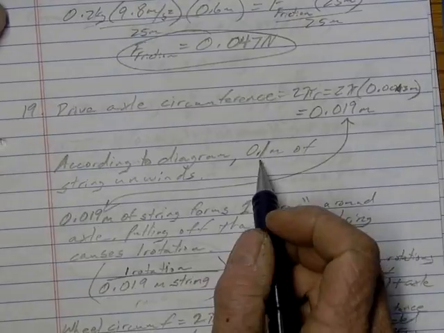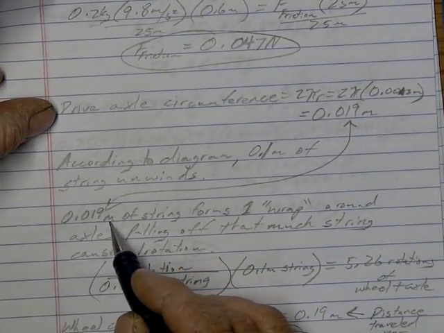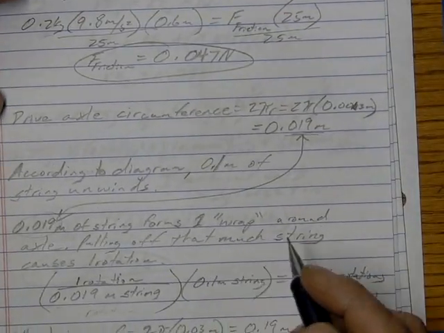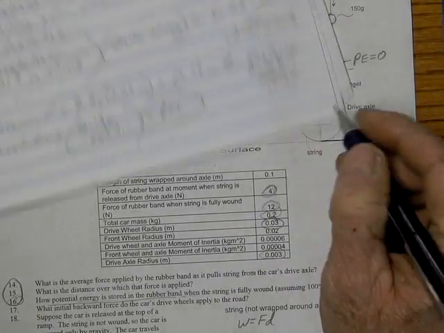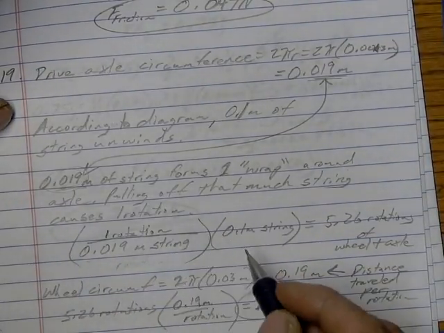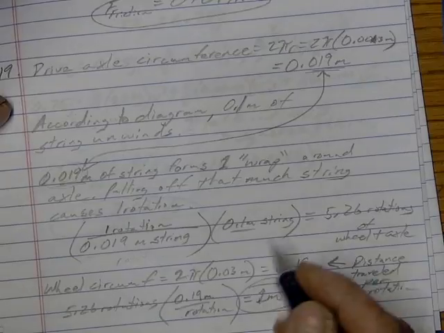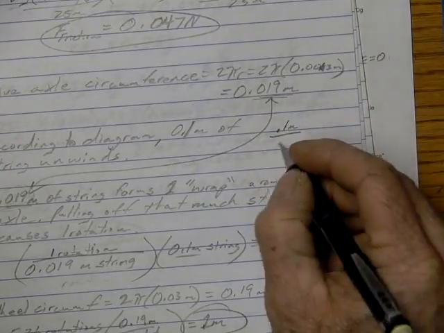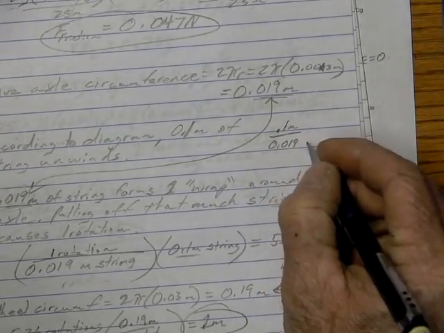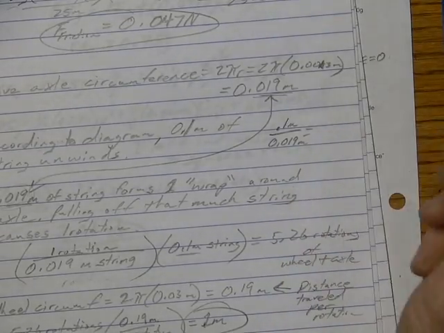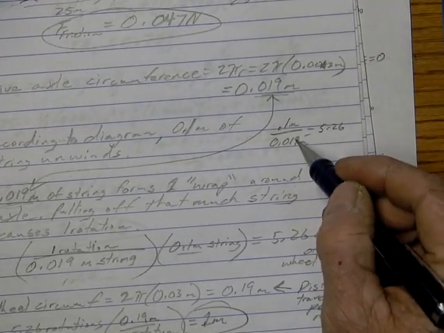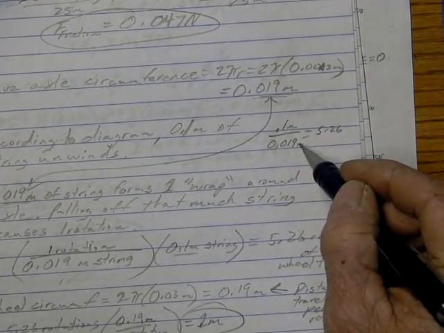So according to the diagram, 0.1 meters of string unwinds. 0.019 meters of string, that's the circumference of the axle, forms one wrap around the axle. So to wrap it around once is that much string. If we have this much string, how many wraps are you going to get? What I would do is I would say 0.1 meters divided by 0.019 meters, then you get 5.26.